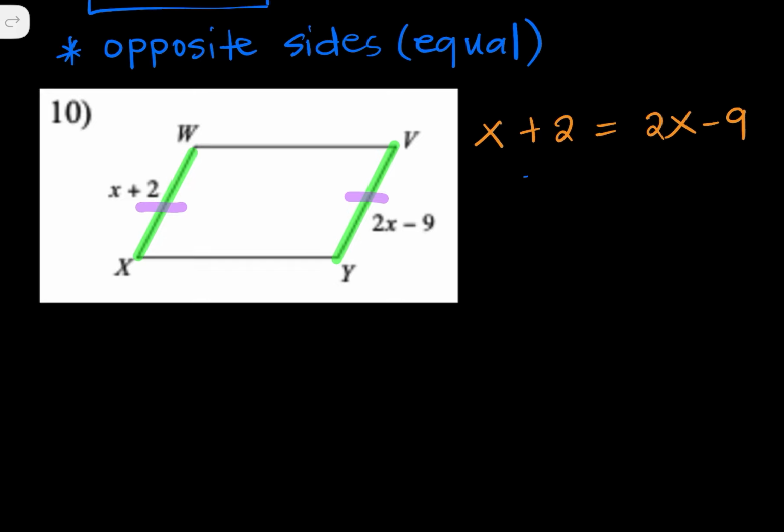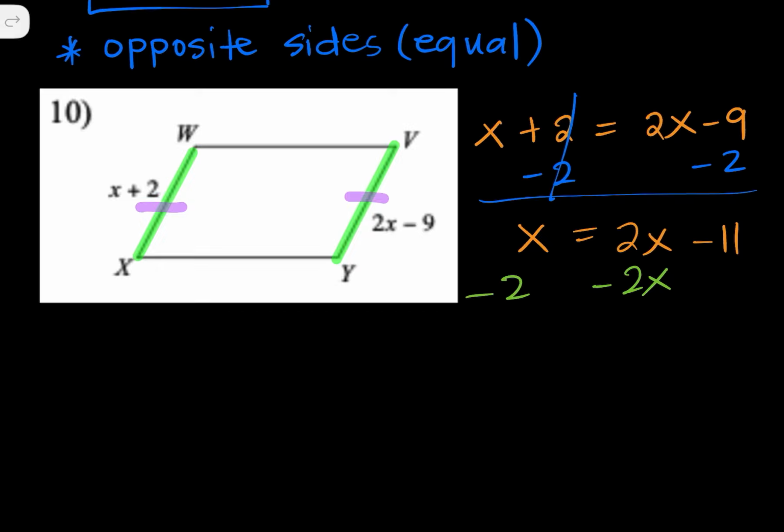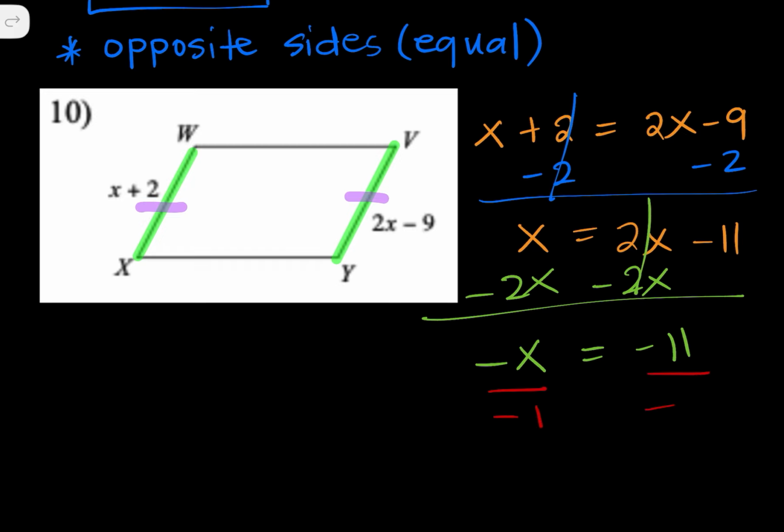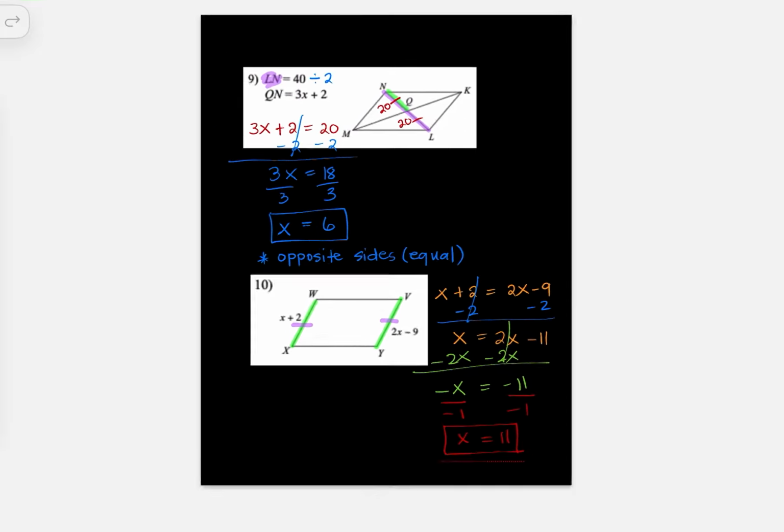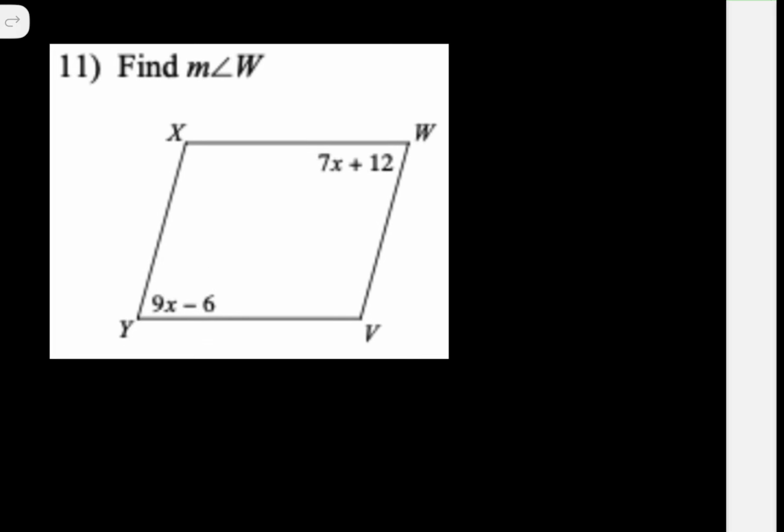So I'm going to subtract 2 on both sides. This will leave me with x equals 2x minus 11. And I'm going to subtract 2x on both sides. So this gives me negative x equals negative 11. We want to get the x by itself positive. So x is equal to positive 11. Let's go ahead and try a different set of problems, number 11.